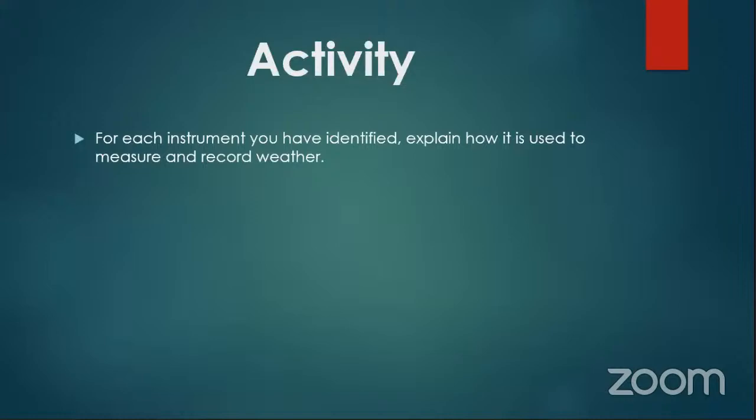For each instrument you have identified, the instruments that are shown in the table, the instruments are windvane, sunshine recorder, windsock, rain gauge, mercury barometer, and then anemometer. I want you to explain how it is used. Post it in the Google Classroom. We shall come here again and have the corrections. Thank you very much.